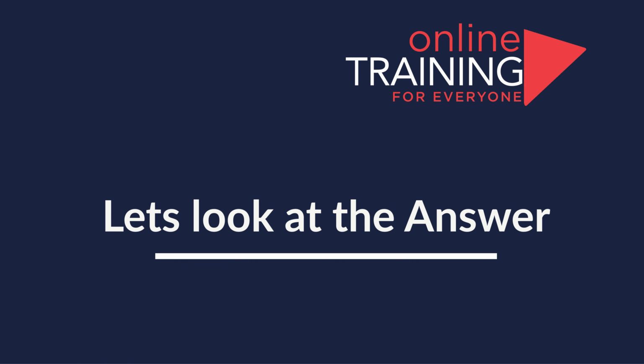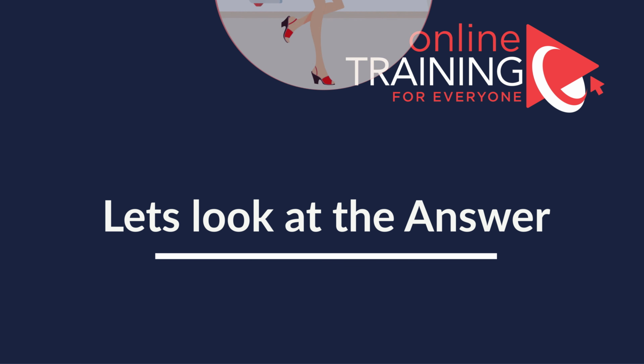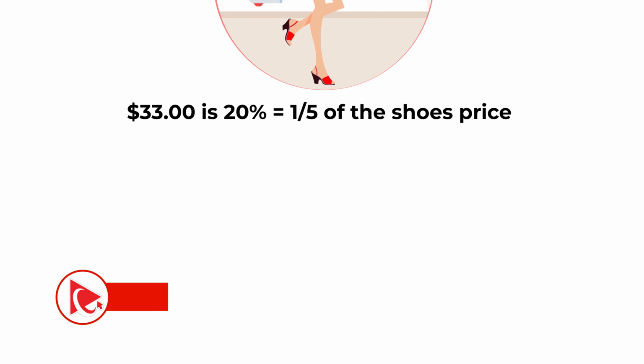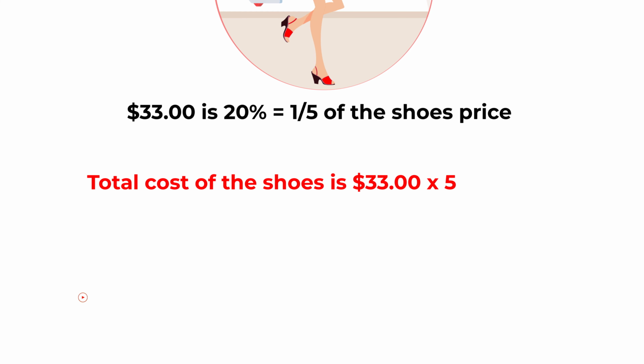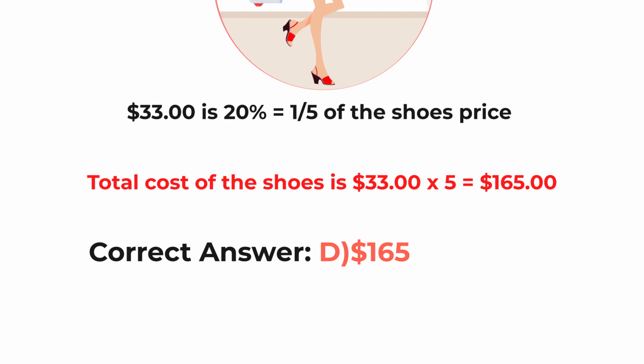The answer to this problem is very simple. $33 is 20% or 1/5 of the shoe's price. So the total cost of the shoes would be 33 multiplied by 5, which would be equal $165. So the correct answer here is choice D, $165.